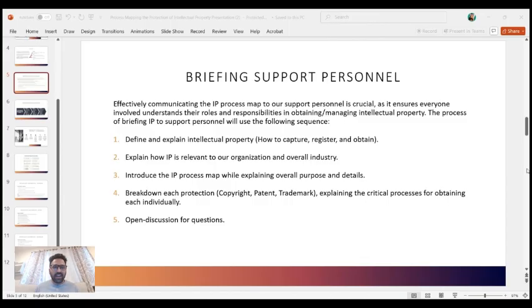First, define and explain intellectual property. Second, explain how IP is relevant to our organization and overall industry. The third is introduce the IP process map. The fourth is a breakdown of protection. The fifth is open discussion for questions.